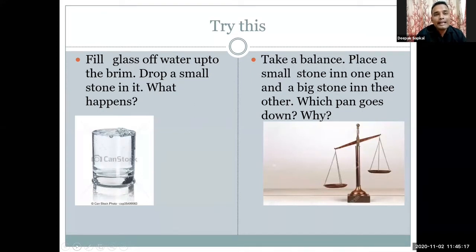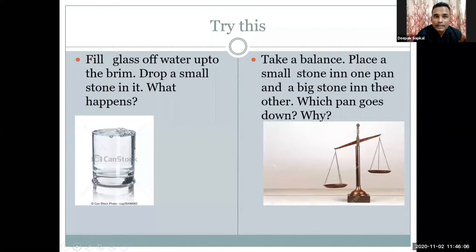Now in the next activity, take a balance, place a small stone in one pan and a big stone in the other. Which pan goes down and why? See, there is a balance. This type of balance you may have seen in a provision shop. When you go to the shop, the shopkeeper puts wheat in one pan and sugar in the other pan. So he gets the balance, that means the amount of sugar you want to buy. So you will get the particular amount.